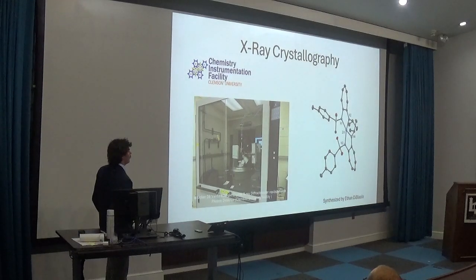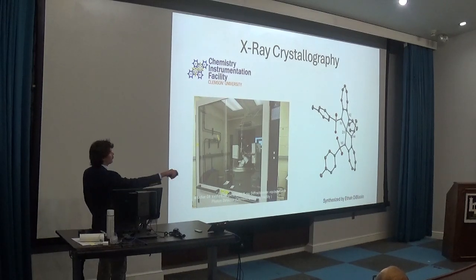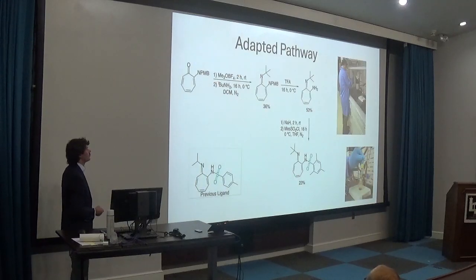This was synthesized by Ethan de Blasio, and he took it to Clemson, and this is a crystal structure for it. As you can see, instead of creating the monoligated product that you saw on the previous page, it's a bis complex. And if you look on the far right, those isopropyl groups are right on top of each other. So we came up with this new idea.